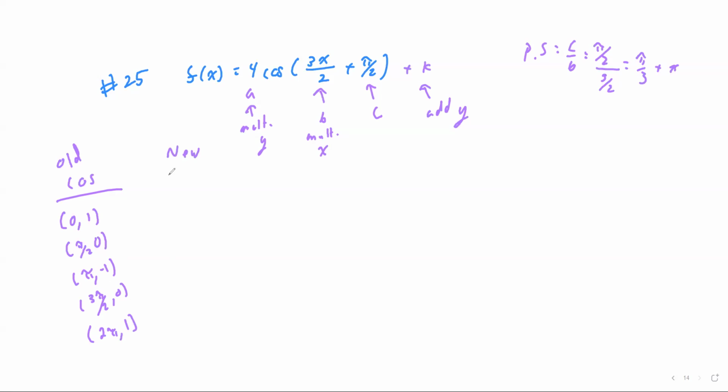Our new points for cosine. So here we go. I'm going to do my x's first. All right, so cosine, I multiply by 3 halves to 0, doesn't do anything, but then I need to actually go left. So I'm going to subtract pi thirds, so I get negative pi thirds as my first point.